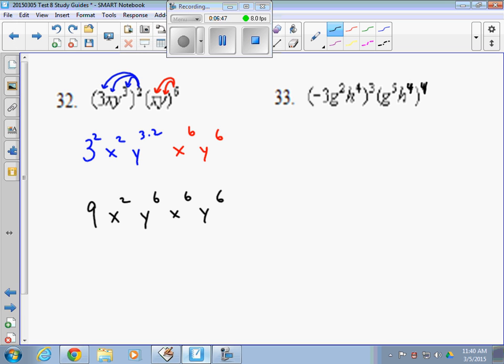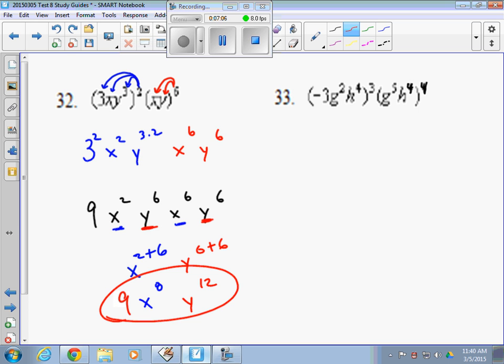So now put your like bases together. X squared and x to the 6th, that's x to the 2 plus 6, which is x to the 8th. Y to the 6th and y to the 6th is y to the 6th plus 6 is y to the 12th. 9 x to the 8th, y to the 12th.